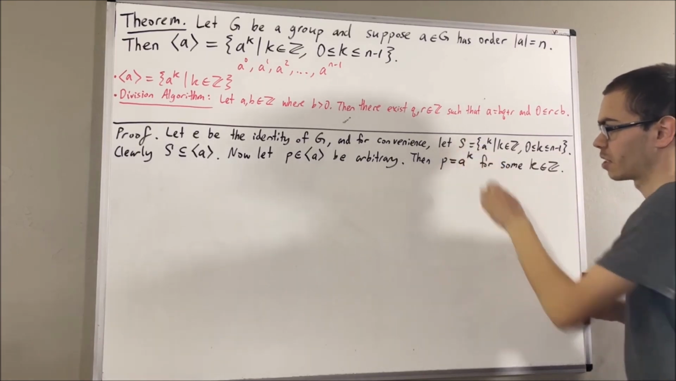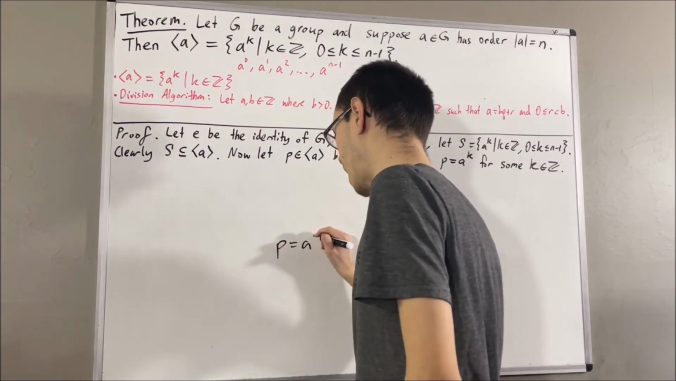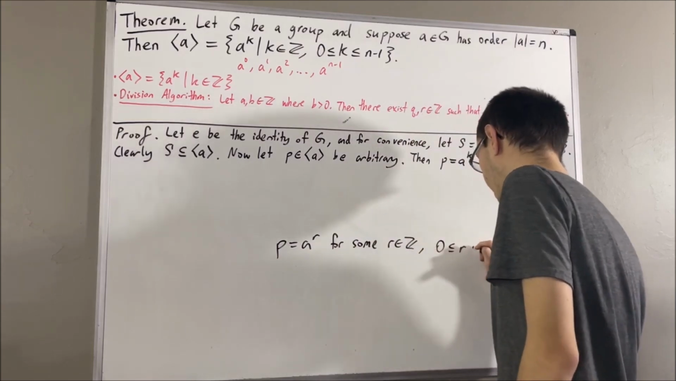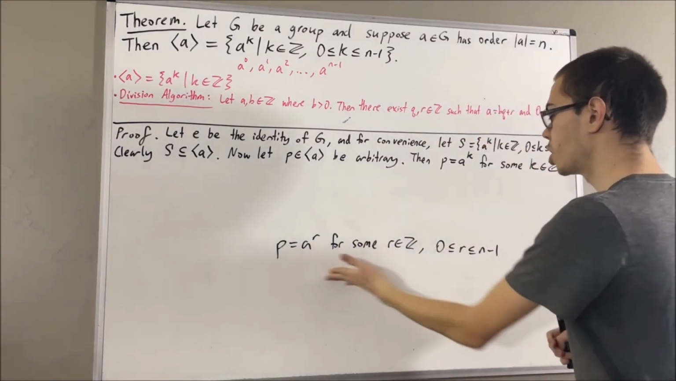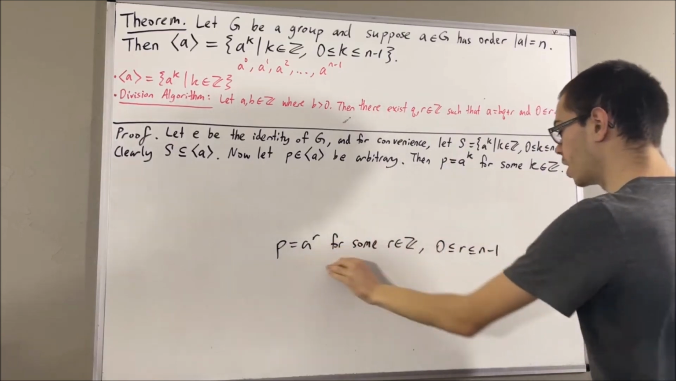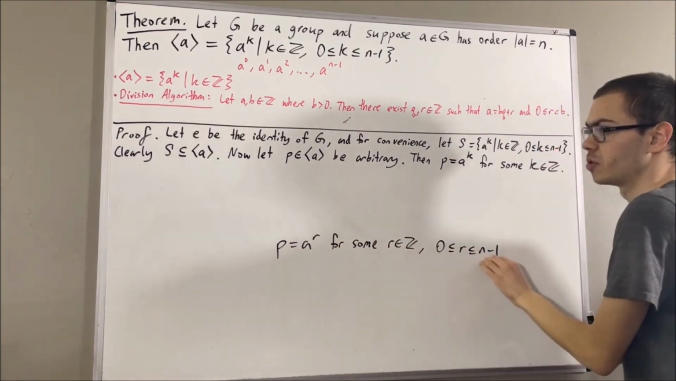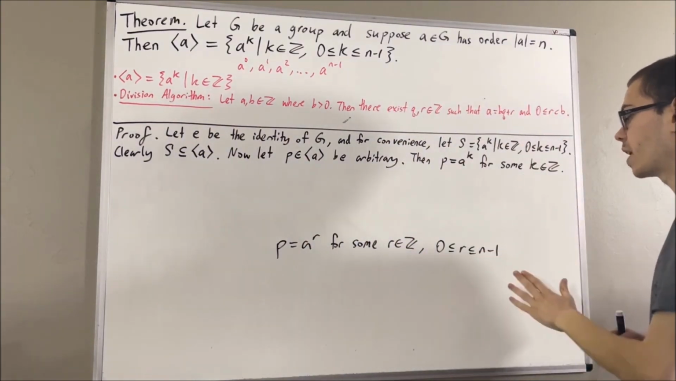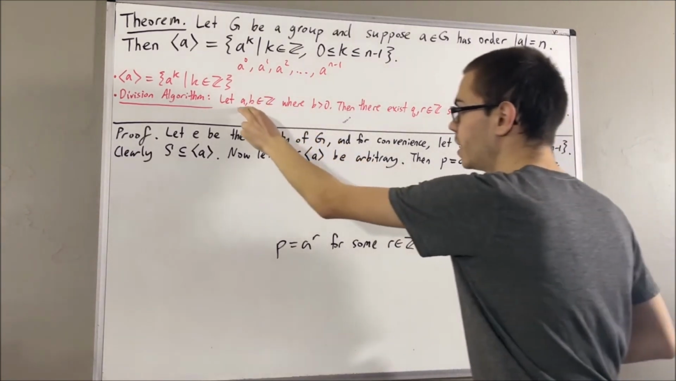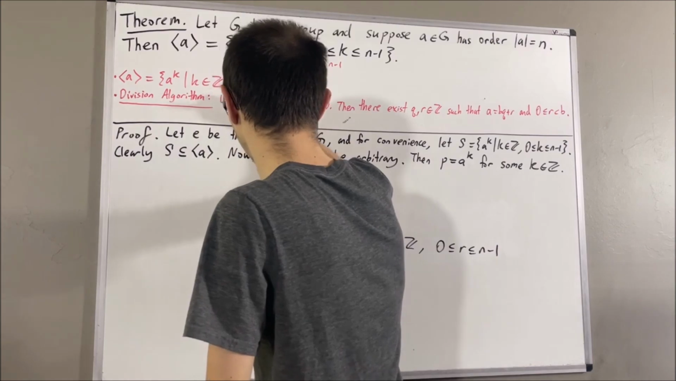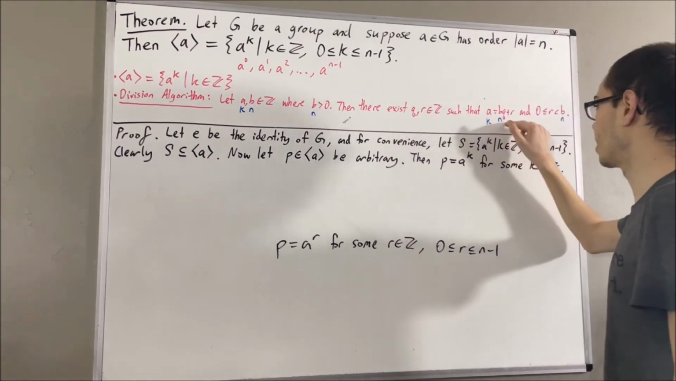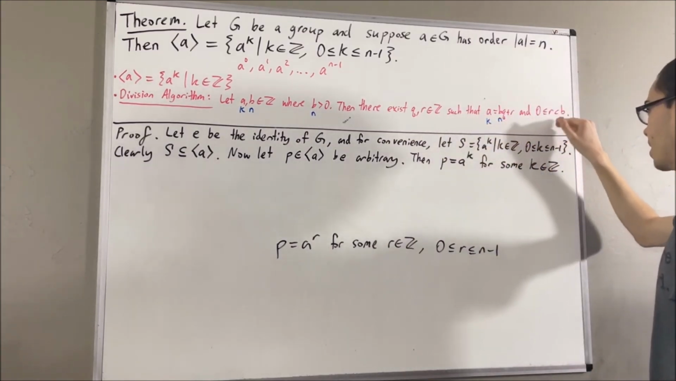To show that p is an element of S, we want to show that p is equal to a to the r for some integer r. And r has to be between 0 and n minus 1. If we can show this, then that tells us p is an element of S. Now, because we want to show this, this hints that we should use the division algorithm. So we're going to apply the division algorithm to k divided by n. So taking a to be k and b to be n, well then, there exist integers q and r such that k is equal to nq plus r, and 0 is less than or equal to r is less than n.